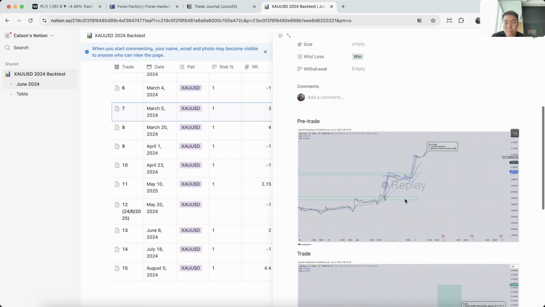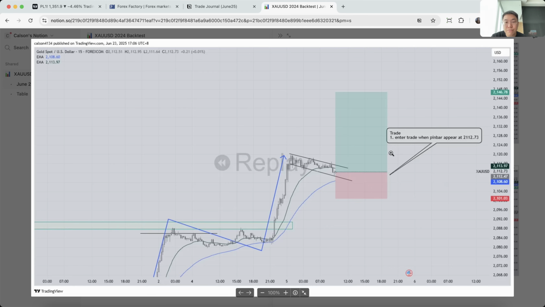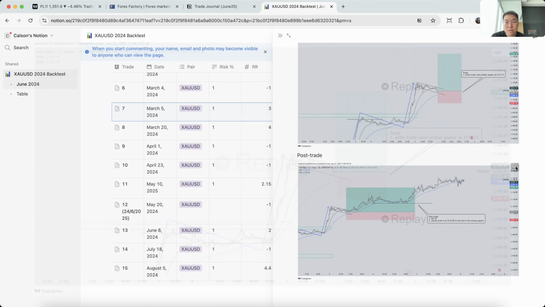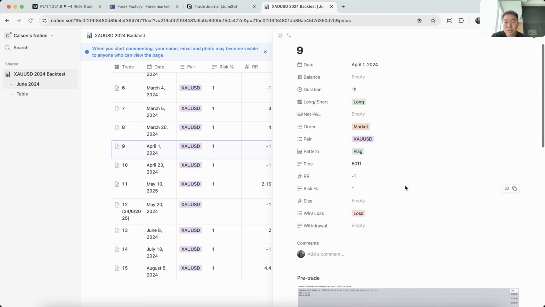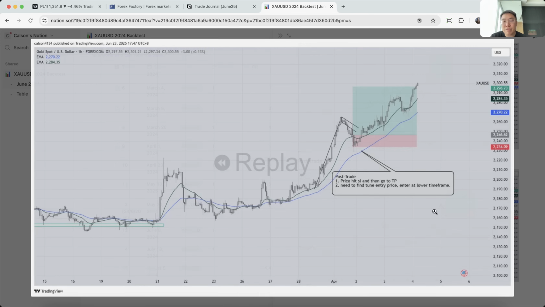So a good example would be this one. You see how clear this is? That's not a flag. This is too early to even call this a flag. This one, it's way too early. You only have a few candles, how many? You only have like 3 candles.